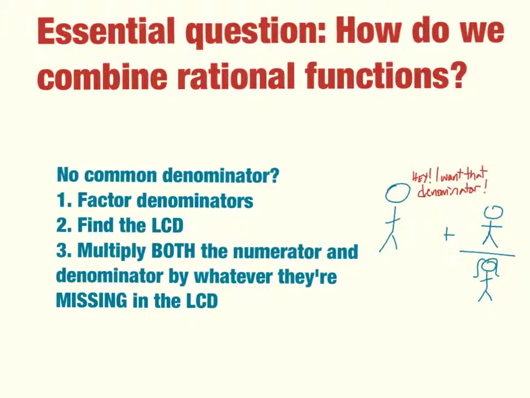Okay, so how do we combine rational functions? We're going to look at adding fractions with polynomials. And we have to remember that if there's no common denominator, we have to go through the steps of factoring the denominators, figuring out what their least common denominator is, and then once we know that, you take a fraction and multiply both the numerator and the denominator by whatever is missing from the LCD.